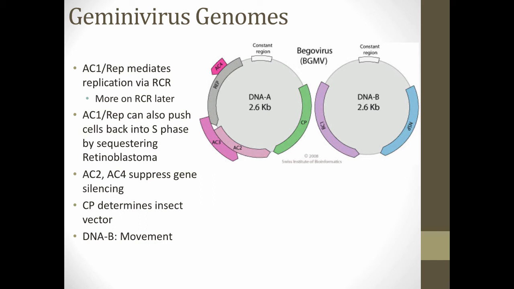So this final note here is that this rep protein can initiate DNA replication of both of these DNAs, both DNA A and DNA B, in this constant region. All right, so those are small single-stranded DNA viruses of plants.